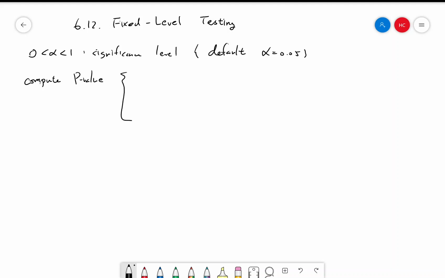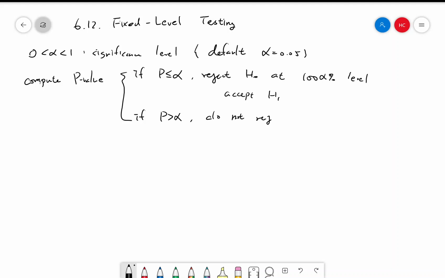And there are two cases. If p is less than or equal to alpha, then we can reject the null hypothesis at 100 times alpha percent level. And because we reject h0, we can accept h1. And case 2 is if p is greater than alpha, then we cannot reject h0 at this level. And because we don't reject h0, we cannot make a conclusion.